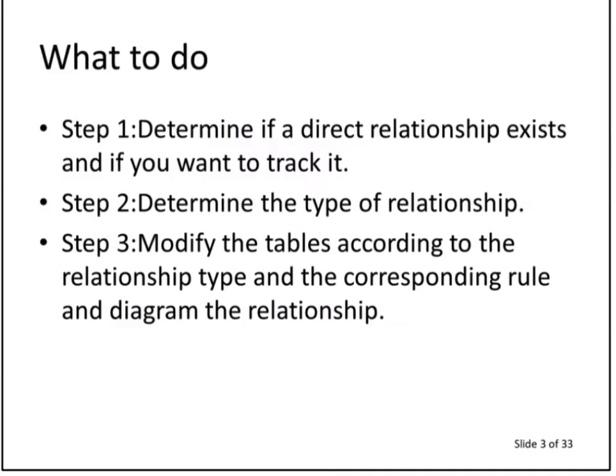And then the next steps are: step 1, determine if a direct relationship exists and if you want to track it. Step 2, determine the type of relationship, and step 3, modify the tables according to the relationship type and the corresponding rule. Then we diagram the relationship.